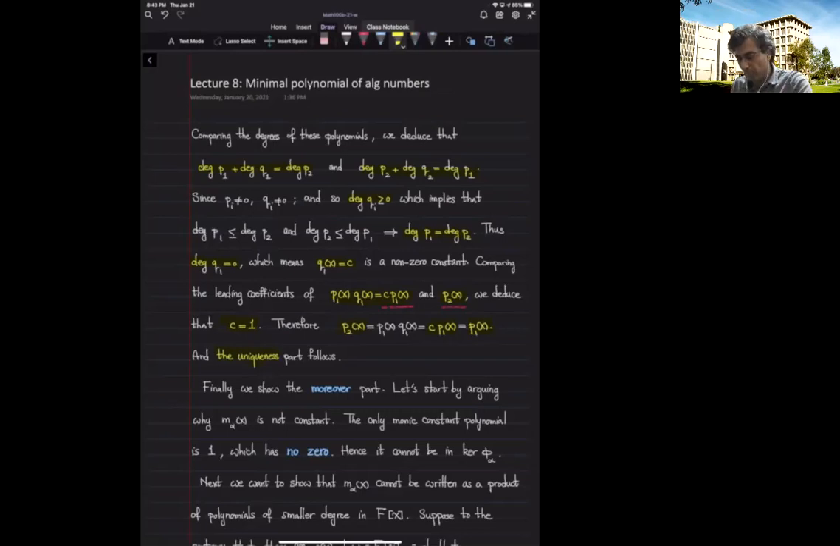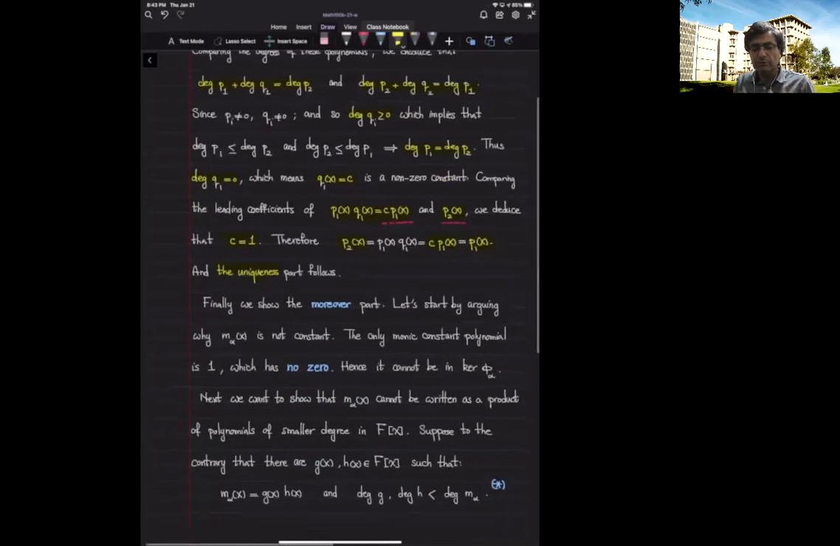Now let's show the moreover part. We want to say that the minimal polynomial of an algebraic number is a non-constant polynomial. That part is not very hard, I will discuss it, but the part that's more important is the following: that it cannot be written as a product of smaller degree polynomials in F[x]. This is the key thing that we want to show. Okay, so we have already argued that it's not constant, because a non-zero constant polynomial, when I evaluate it at alpha, I can never get 0. So it cannot be constant. So m alpha is not constant.